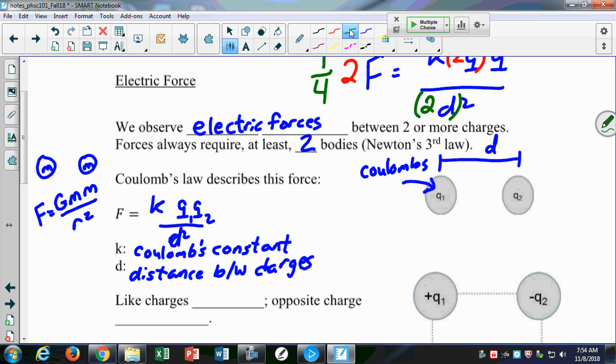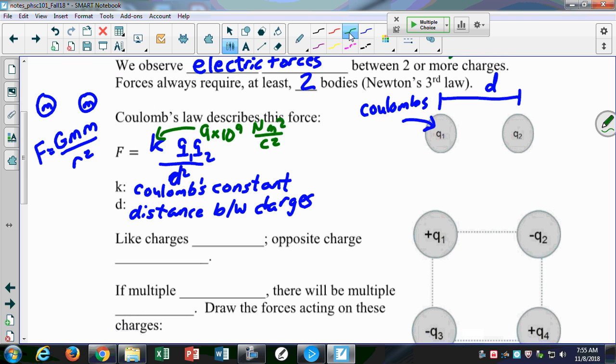If you're curious, don't write this down unless you're just curious, but the value of k is 9 times 10 to the 9, in Newton meters squared per Coulomb squared. But you don't need to know that. I'm not going to ask you that on the test. So what is the constant? Coulomb's constant. It's just a constant that relates the force to the charges and the distance. It actually is based on something a little more fundamental, but just think of it as a constant right now. Or just think of it as a constant forever. Will we understand what Coulomb's constant is in this class? No.